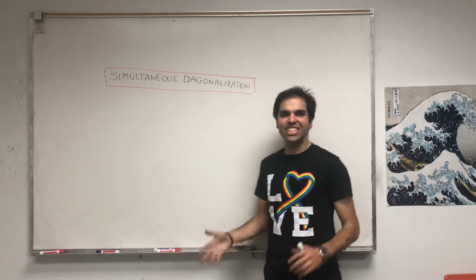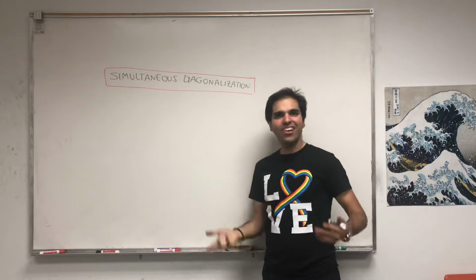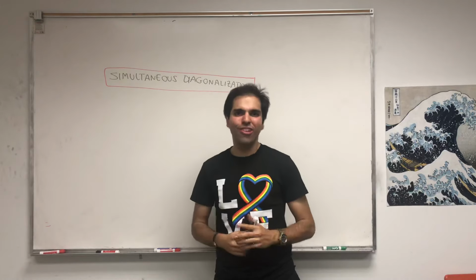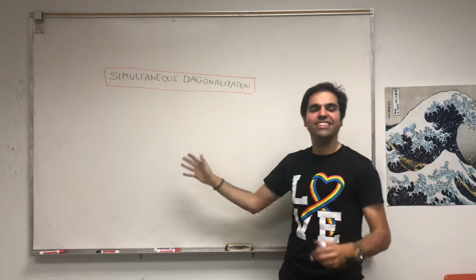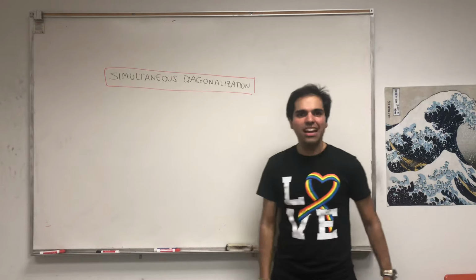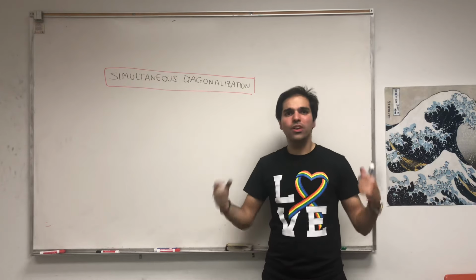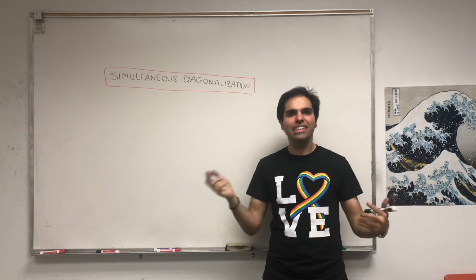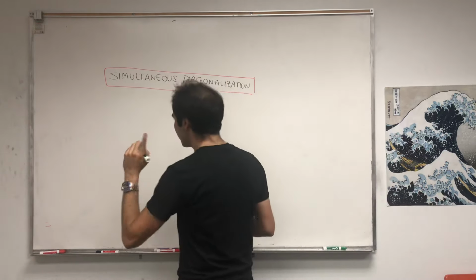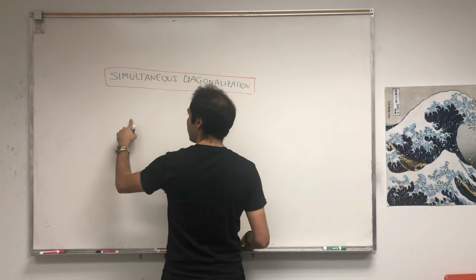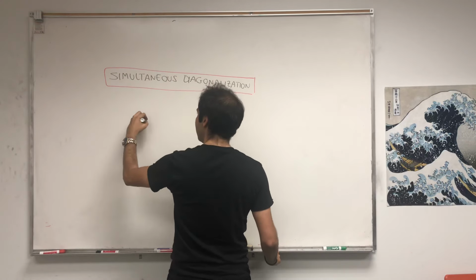Alright, thanks for watching. Today I would like to talk to you about an extremely beautiful concept in linear algebra called simultaneous diagonalization. In other words, how can you turn two matrices into a diagonal matrix at the same time? So let me just recall the definition of a matrix being diagonalizable.